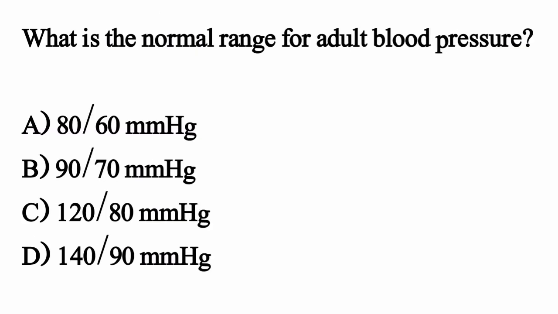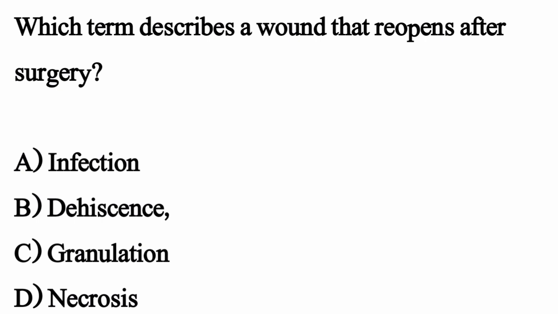What is the normal range for adult blood pressure? The correct option is option C, 120 and 80 mmHg. Which term describes a wound that reopens after surgery? The correct option is option B, dehiscence.